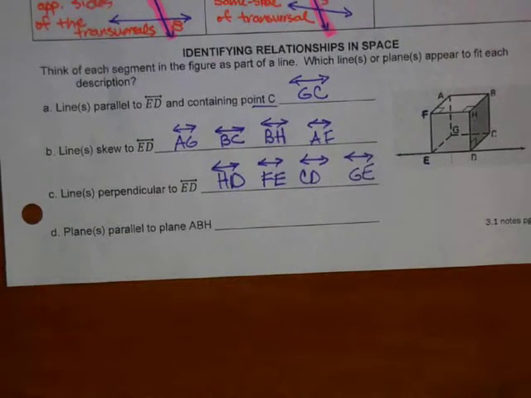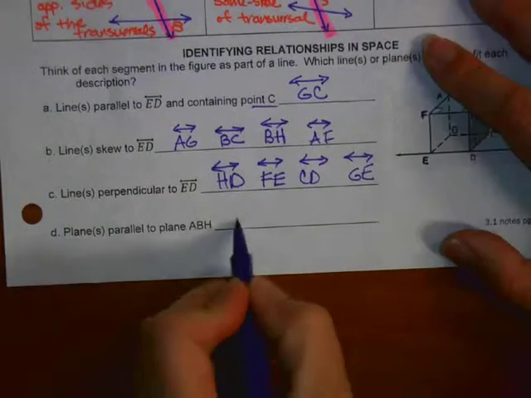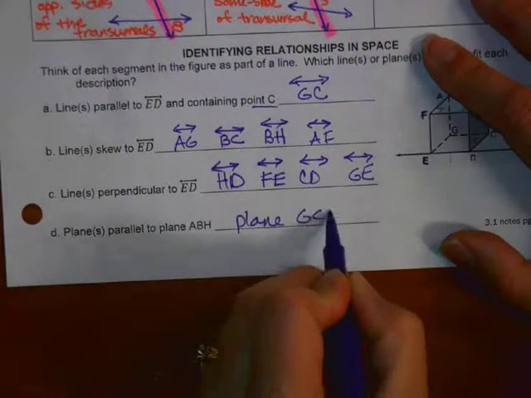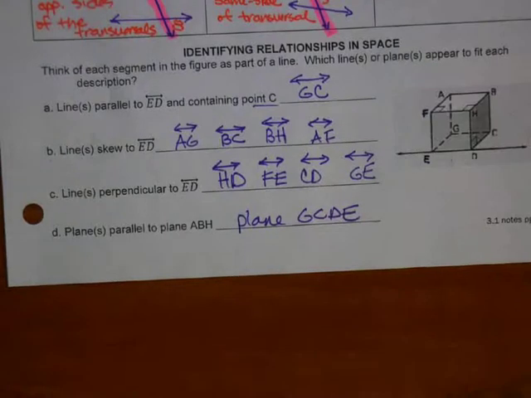Okay? All right, planes parallel. You write that down. What do you see? Find the parallel plane to ABH. Yeah, CDE. You only needed 3 of those letters. I just wrote all 4 because there were 4 there, so you only need 3. Okay? All right, so that's that part.